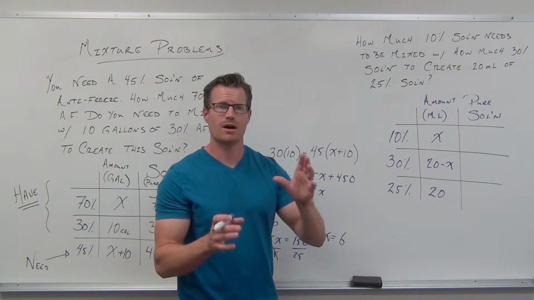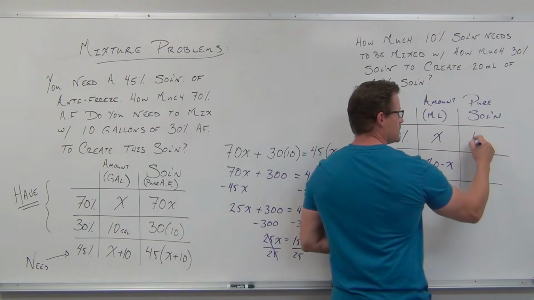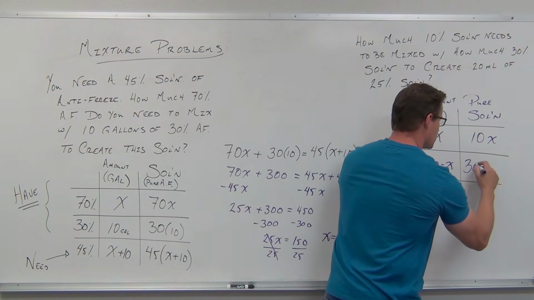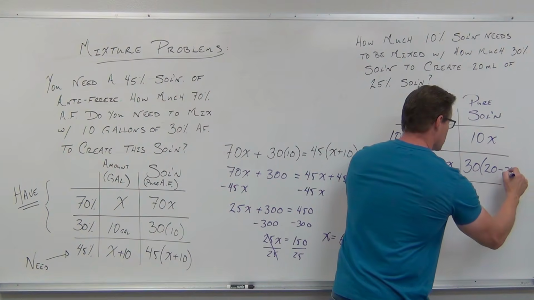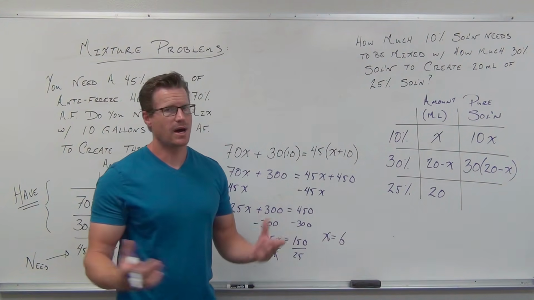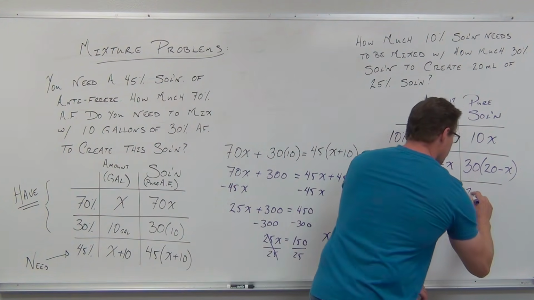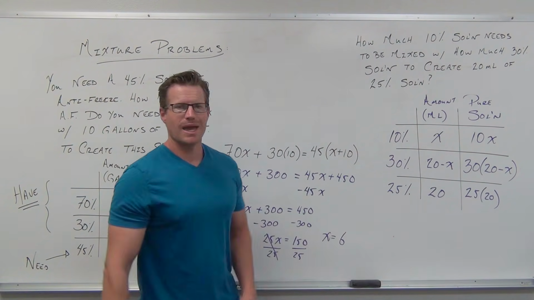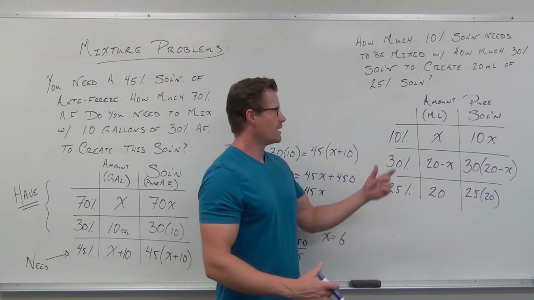To find the percentage of any value, just multiply. So this would be 10x, 30 times 20 minus x, no problem. And then 25 times 20. And the same logic holds.